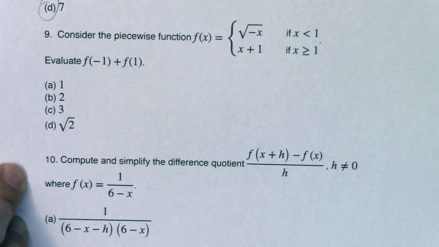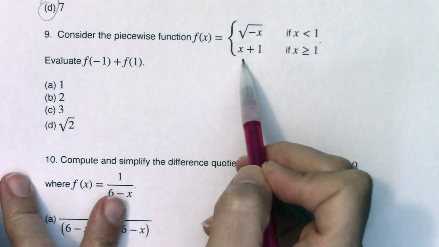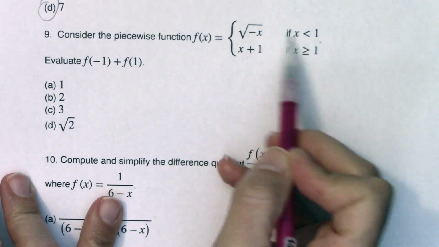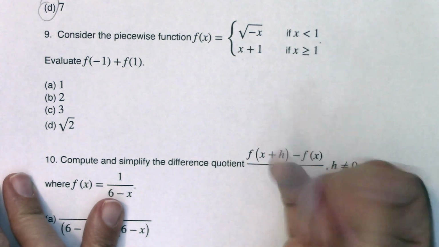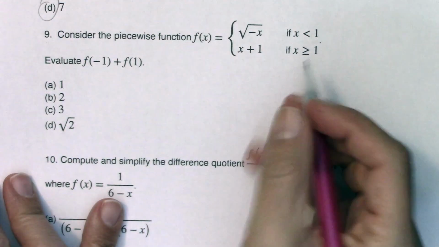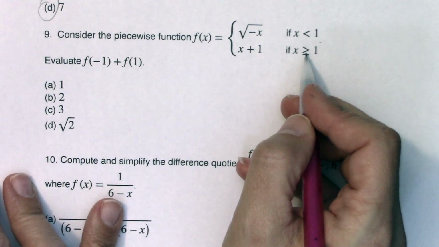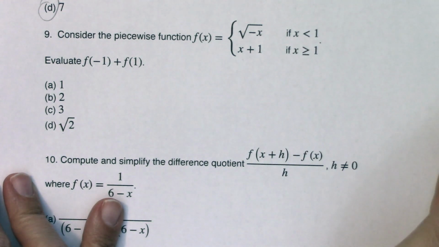Folks, let's take a look at number 9. So here we have a piecewise function. This looks like I'm going to say the left piece, because when x is less than 1, we're up here. And I think of x is less than 1 as the left half of a graph. And then when x is greater than or equal to 1, we're on x plus 1, right?